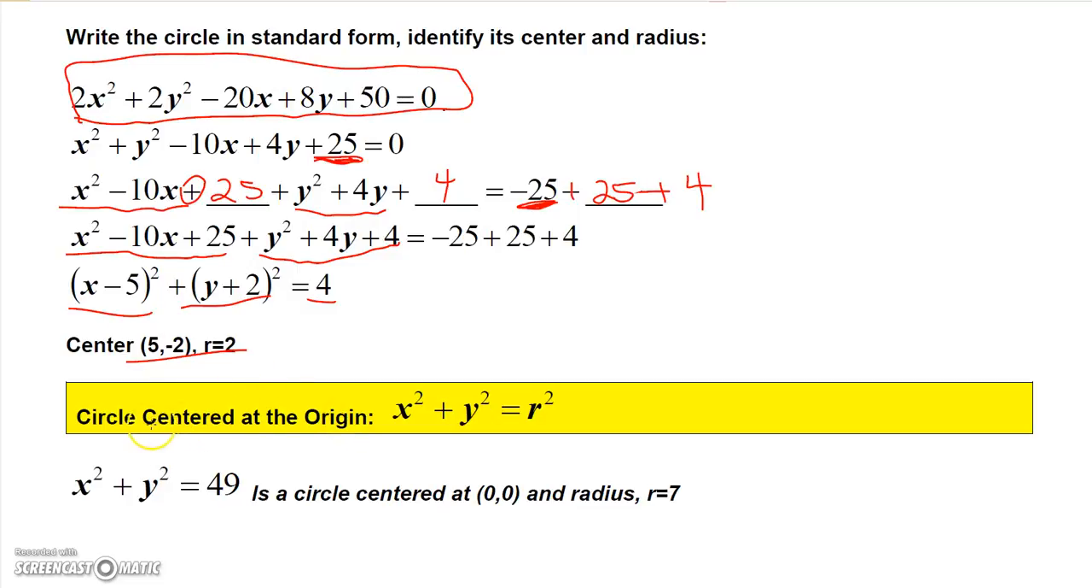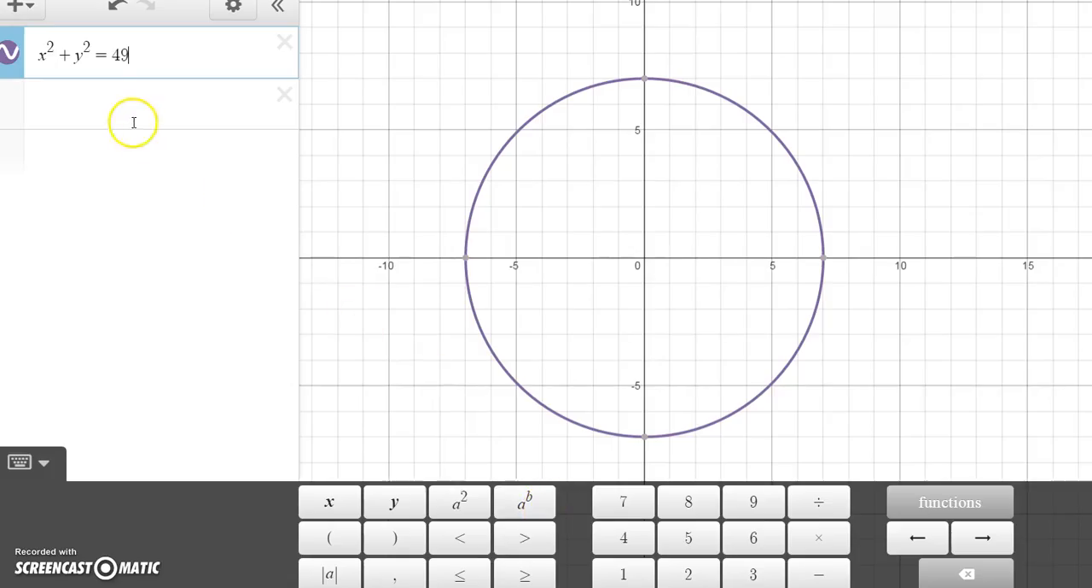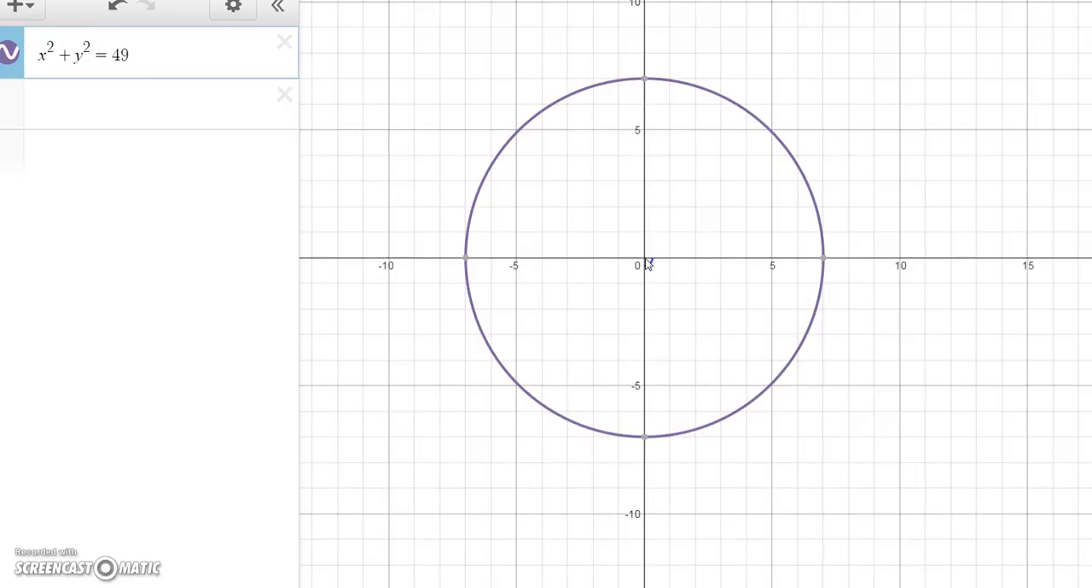We'll finish this up with just a quick note about circles centered at the origin. If a circle is centered at the origin, you're just going to have x squared plus y squared equal r squared, where r is some number. So if you had x squared plus y squared equal 49, that would just be a circle centered at the origin, and the radius would be the square root of 49, which is 7. And I've got a picture of this over here. x squared plus y squared equals 49. Notice the center is right here at the origin, and then if you were to count how far it goes out here, you'll have 7 units this way, 7 units this way, 7 units this way, and 7 units this way.